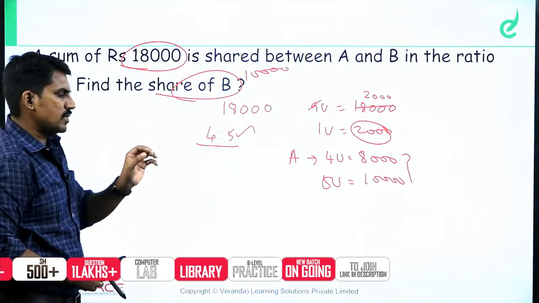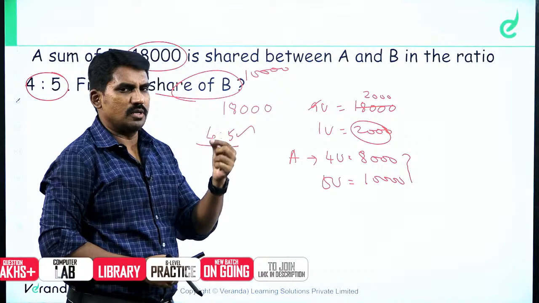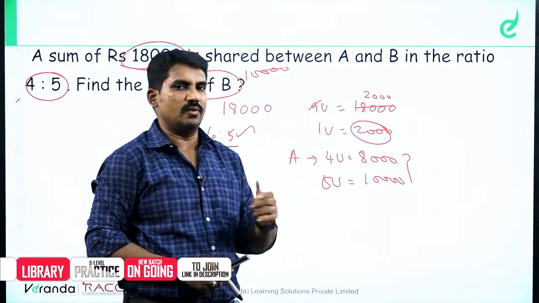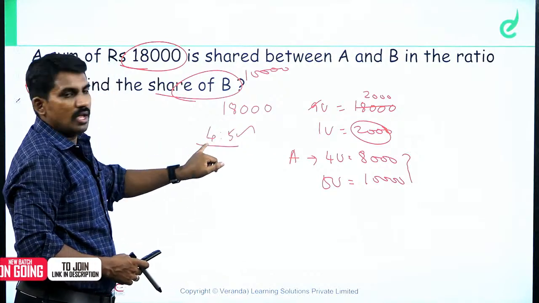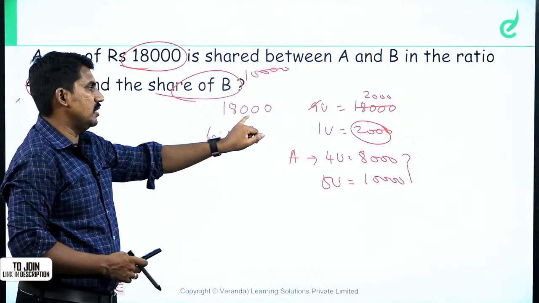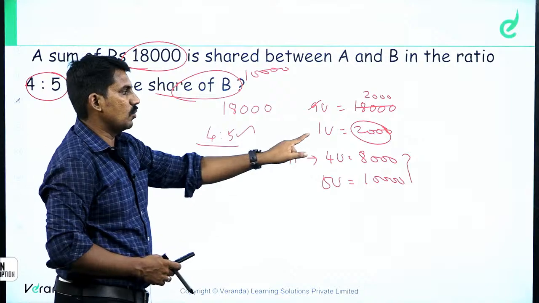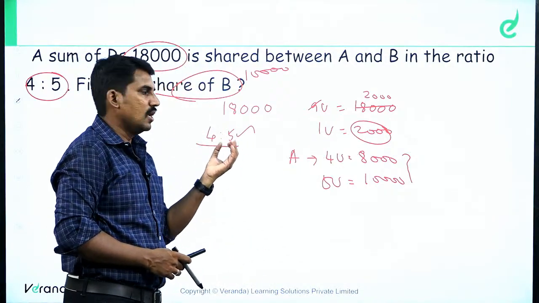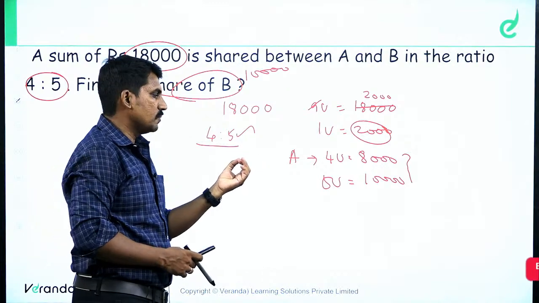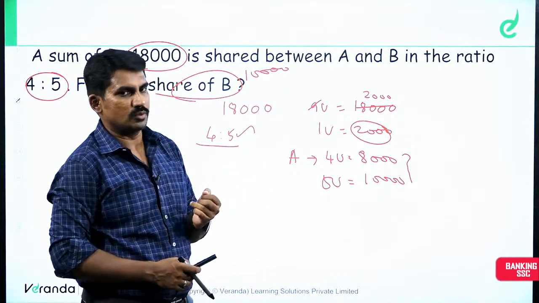This is the approach. Every time no need to divide 18,000 by 9 and then find what is 2, what is 3, what is 4 like that. Quickly we can solve in mind itself. Total 9 units is equal to 18,000. From that, 1 unit value we find is 2,000. Therefore, A 4 units, 4 into 2, 8,000. 5 into 2,000, 10,000. That's all.